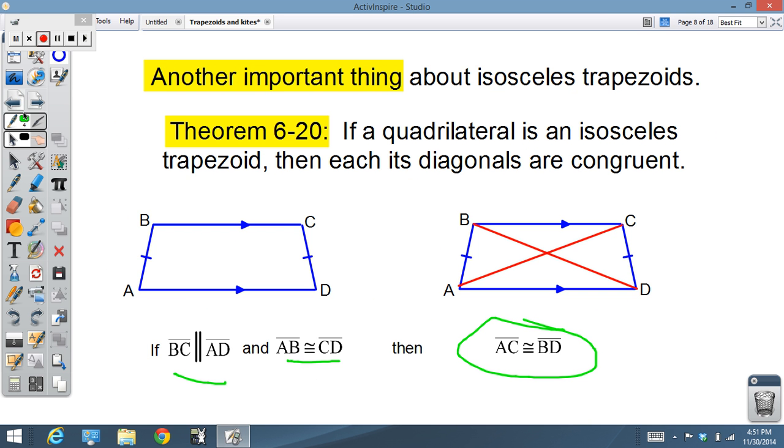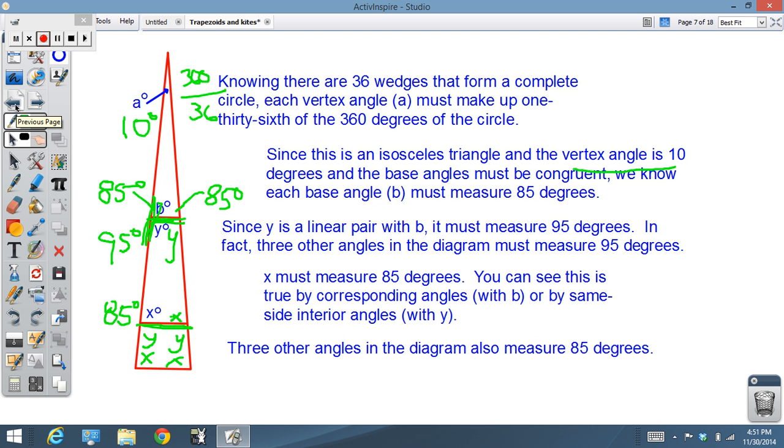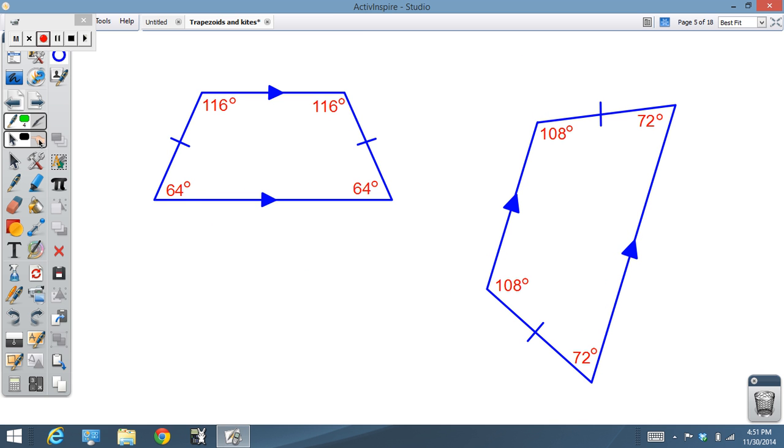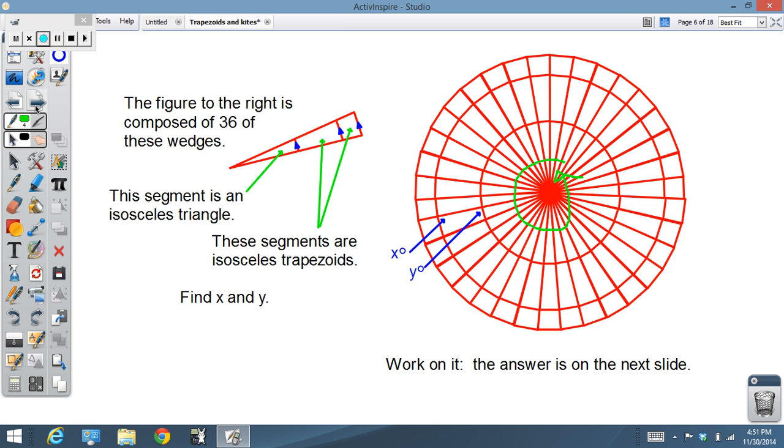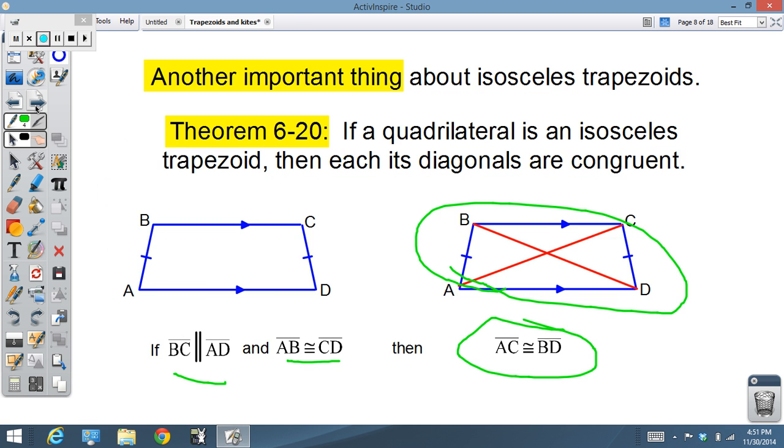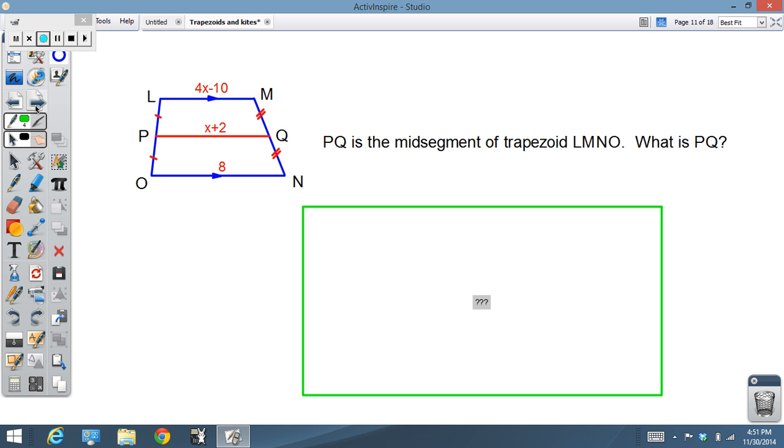Also know, if it's isosceles, then the diagonals are congruent, and also know base angles have to be congruent. Okay, so a little problem for you to work on here. PQ is a midsegment. What is its length? Answer coming. Here we go.